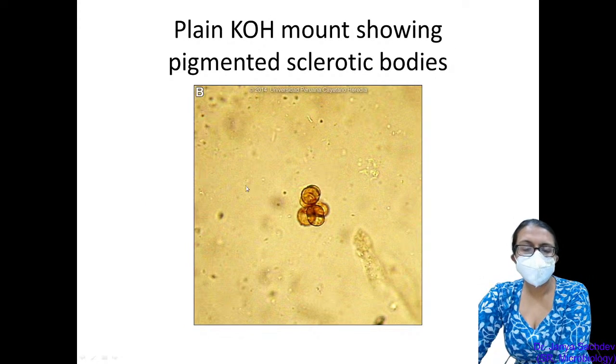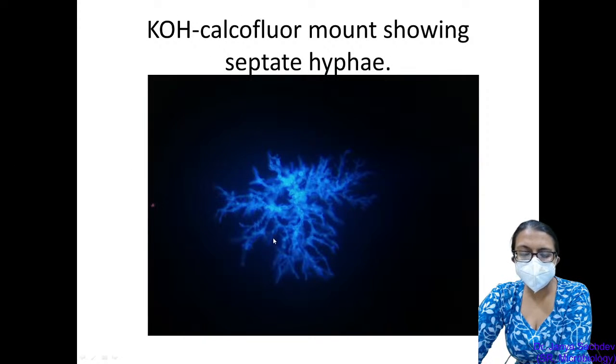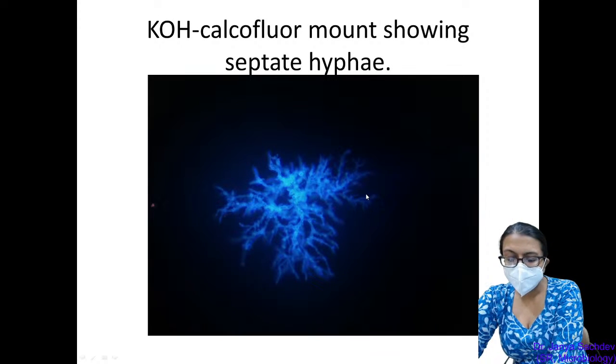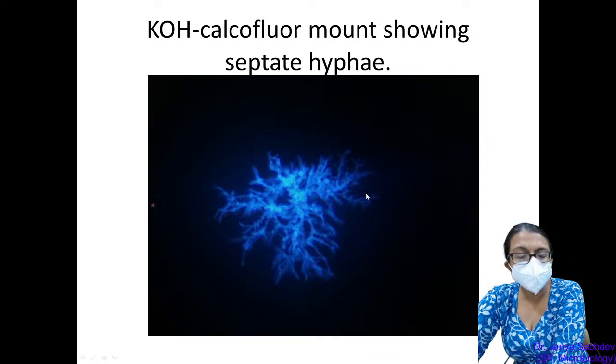There is one advantage of a plain KOH mount over a calcofluor mount. In a calcofluor mount, the natural pigment of the fungal hyphae is not seen. When it's a hyaline fungus, which is a non-pigmented fungus, then it doesn't matter. But there are certain fungi which are pigmented, a group of fungi called the dematiaceous fungi. Their profile is a lot different, the method of treating them is a lot different, their course of infection is a lot different than the hyaline fungi. So it's important to pick up dematiaceous fungi as early as possible because it will affect the mode of treatment and the outcome for the patient.